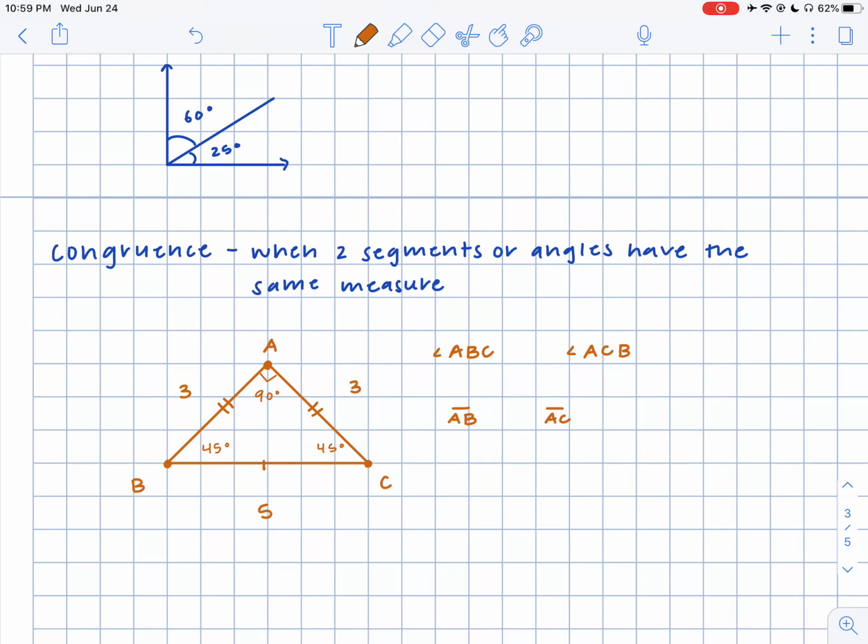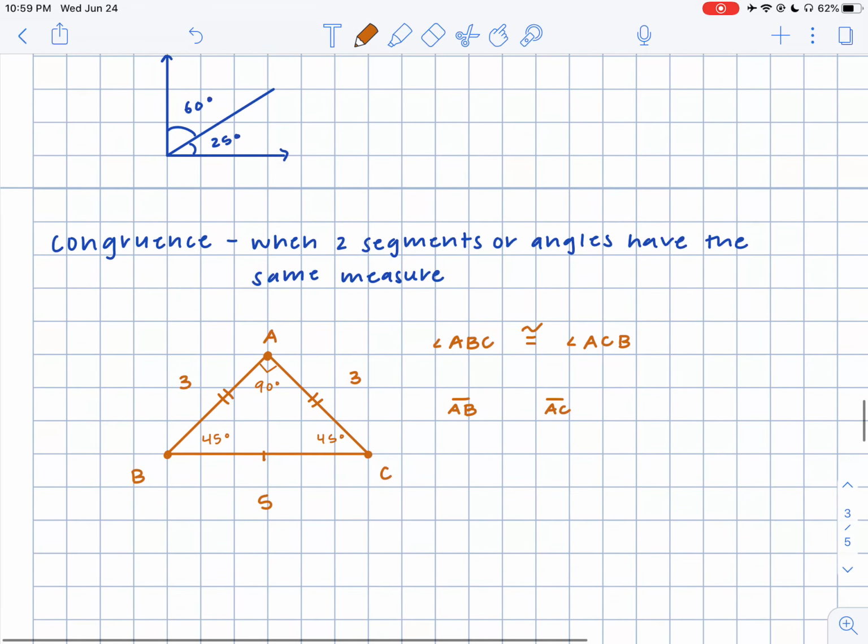Now, how do we represent congruency in writing? Like we said before, angle ABC and angle ACB are congruent. So how would we write that? Well, we write out the angle, and then write an equal sign with a squiggle line on top. This basically says angle ABC is congruent to angle ACB. How do we do that for line segments? Same thing. And that's basically it for congruency for now.